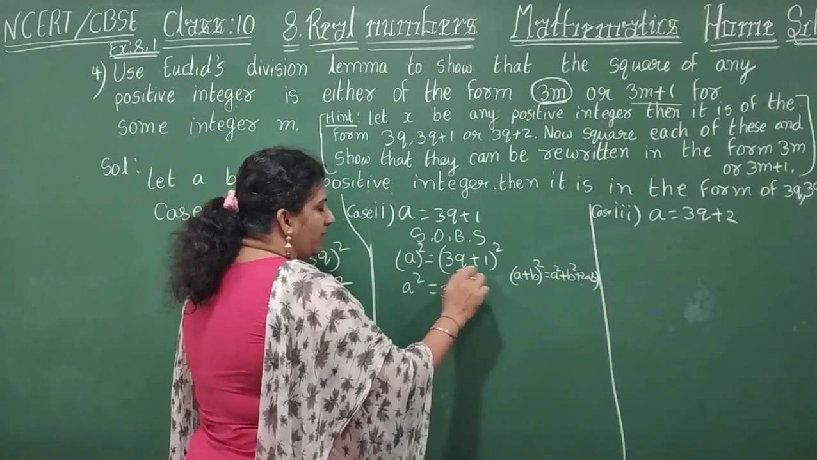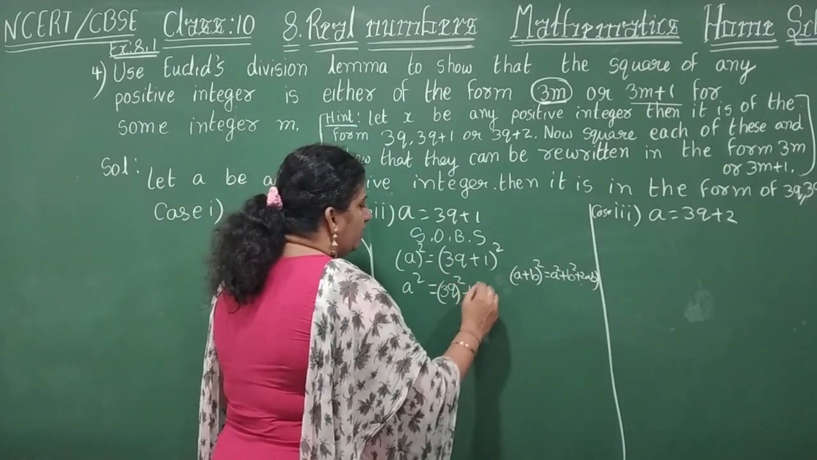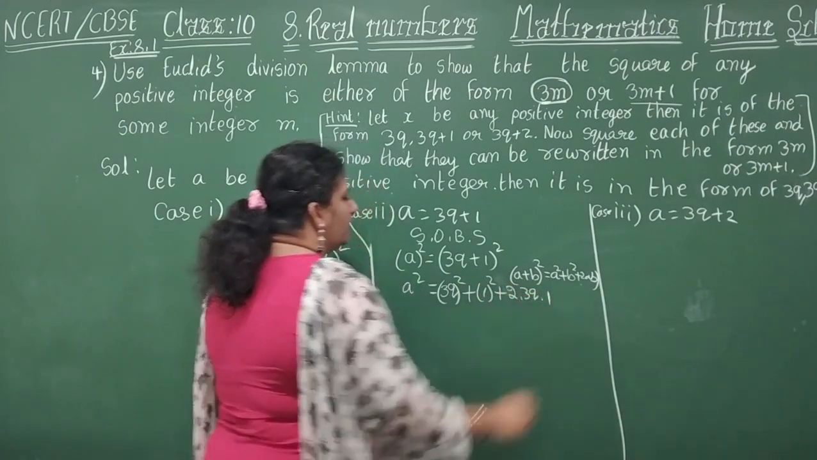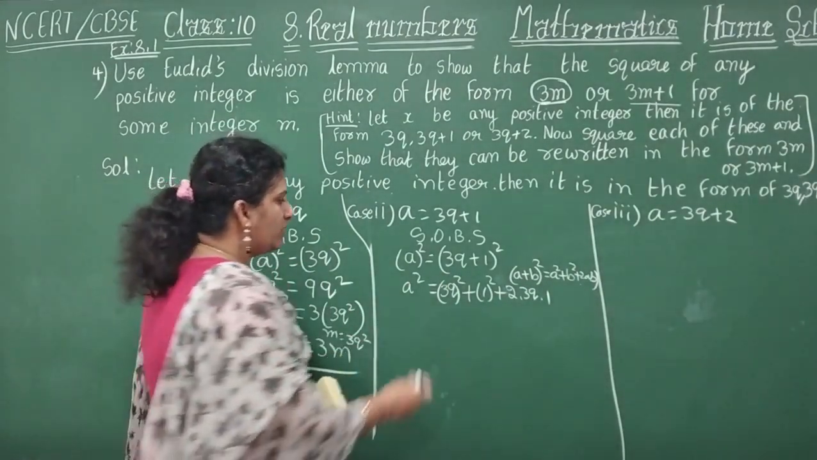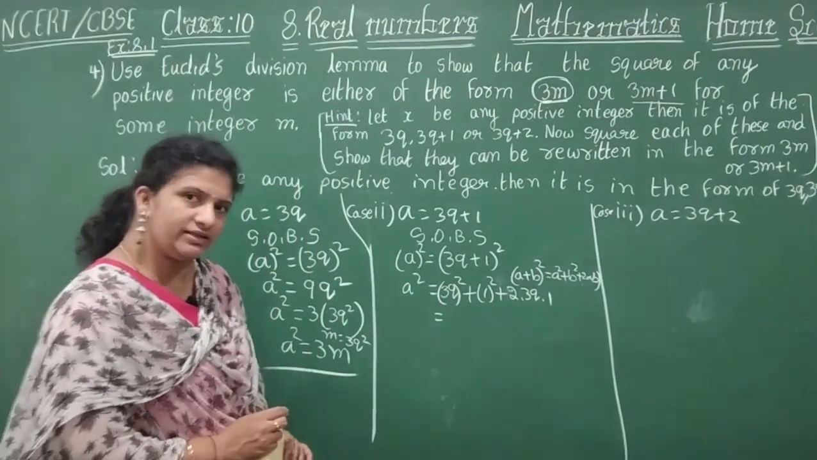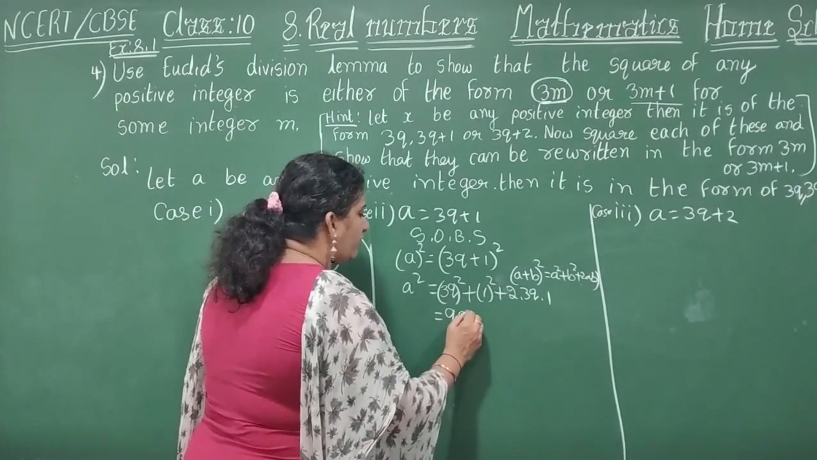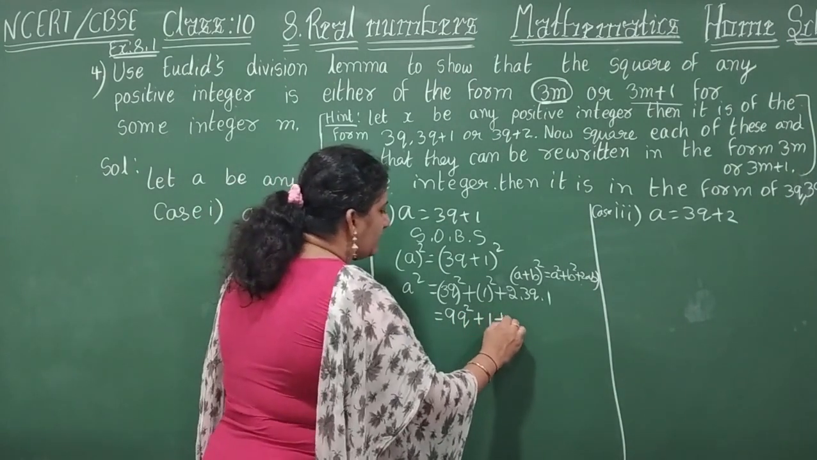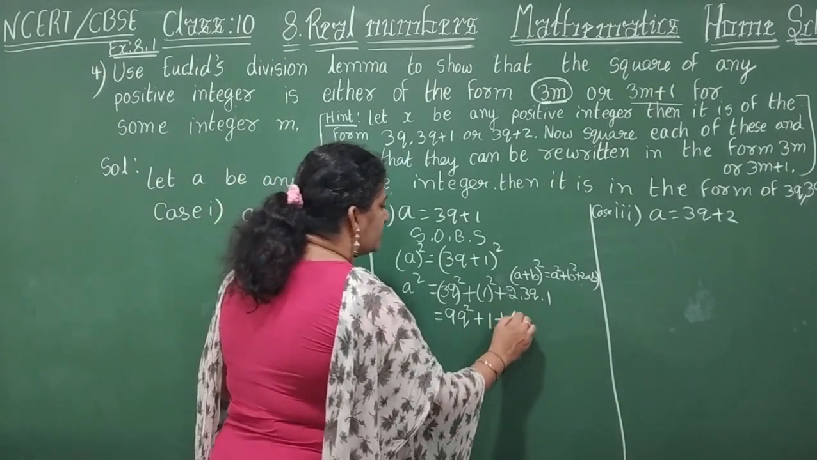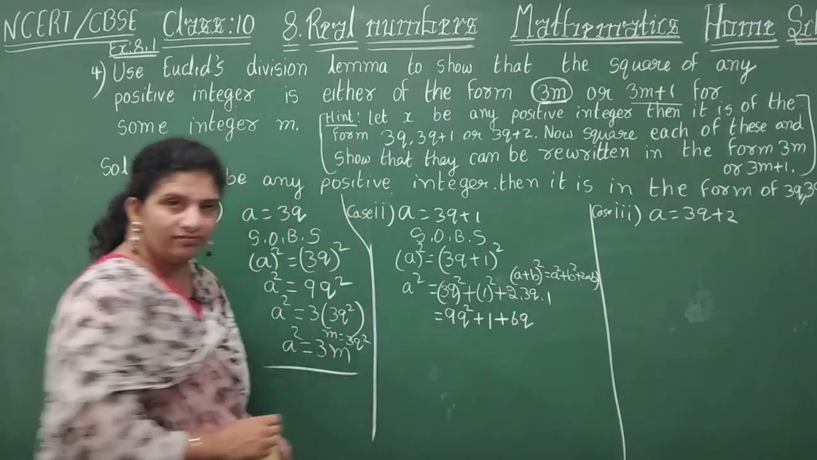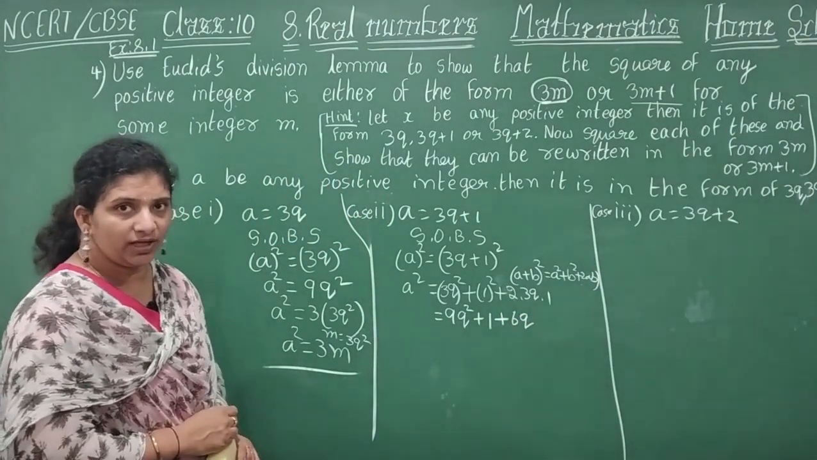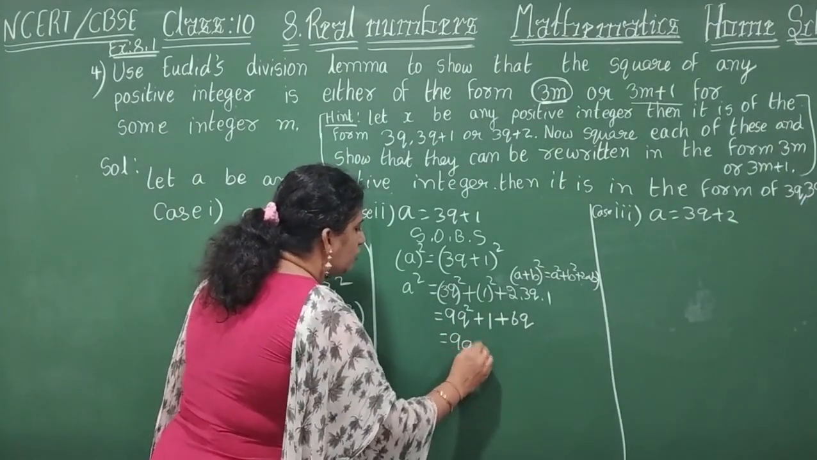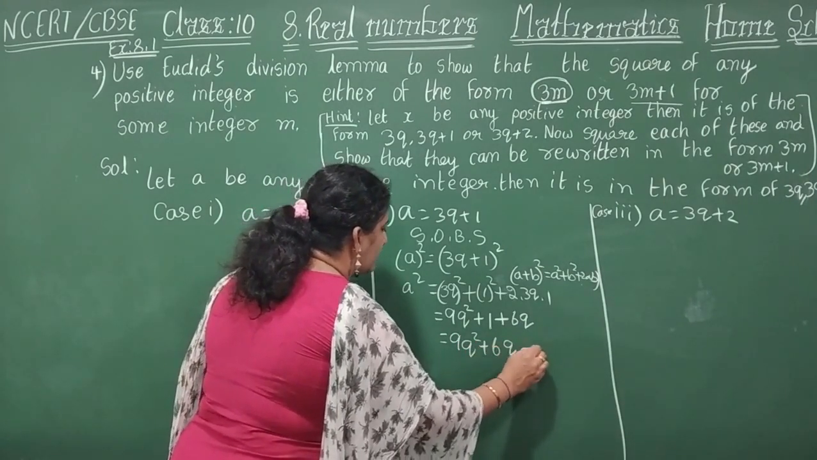A value is 3q, B value is 1. A square plus B square plus 2AB. See, this dot indicates into. So now 3q whole square, how much? 3 3s are 9, q into q will be q square, plus 1 1s are 1, plus 3 2s are 6, 6 1s are 6q. So now look here, children, what do I need to take common here? Let me write these side by side: 9q square plus 6q plus 1.